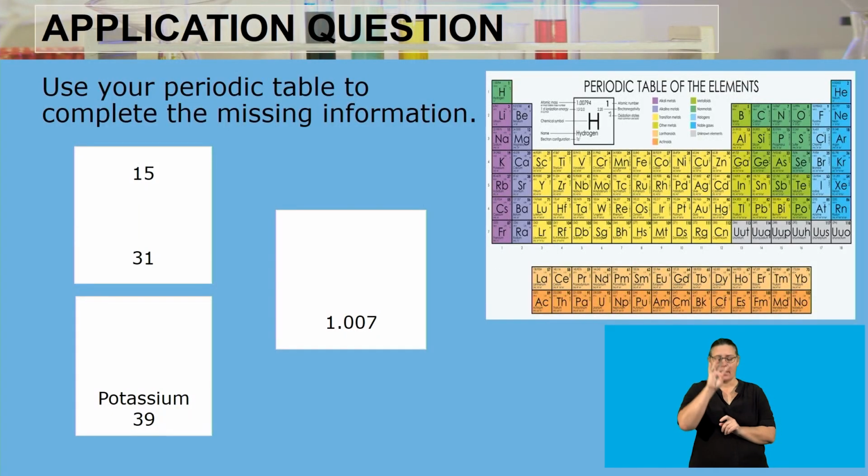So to begin, we have this question here that says we need to use our periodic table to complete the missing information. So we're given 3 blocks here and the periodic table. So we know that whenever we zoom in on our periodic table, we find the atomic number at the top of the block, and then at the bottom we have our atomic mass. Then in between those two numbers there must be a chemical symbol.